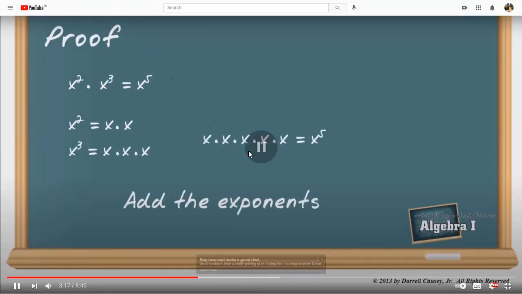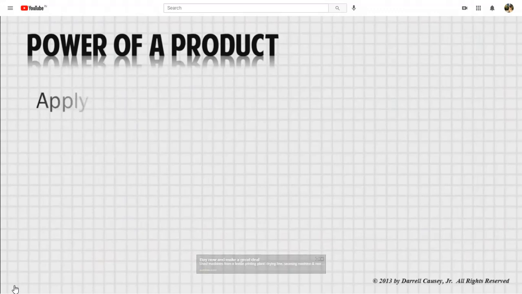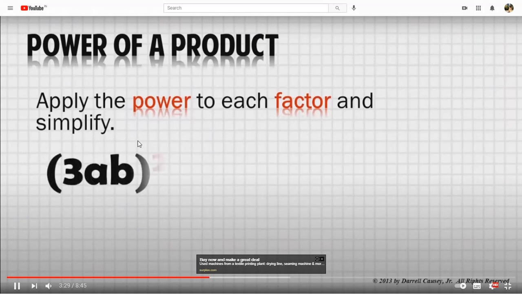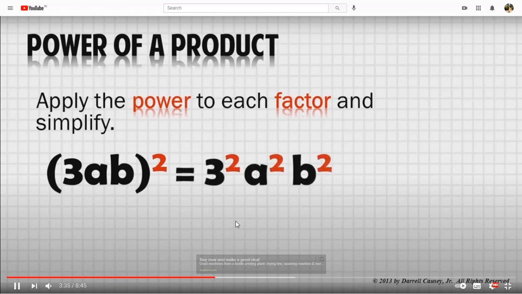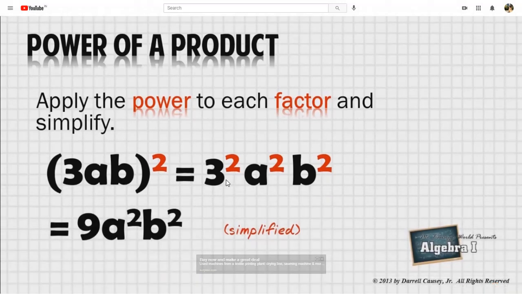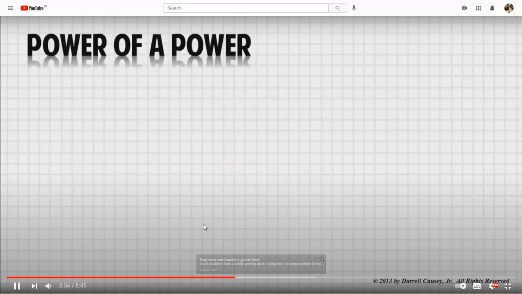Let us go to the second law. Apply the power to each factor and simplify. You can see here 3 into ab whole square is equal to, when there is a power, you have to apply it to each factor and simplify. 3 to the power 2, a to the power 2, b to the power 2. So 3 to the power 2 is 9, a square, b square.